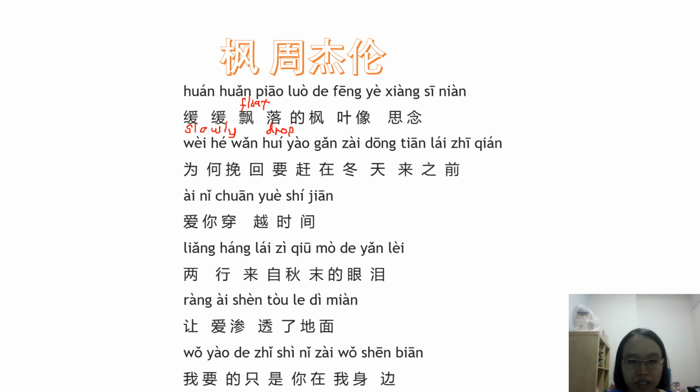风 is wind. 叶 is leaf. The 的 is used to connect the description and the noun. So Feng Ye is the noun and Piao Luo is the description. So a Feng Ye that Piao Luo, a maple leaf that is in the air and dropping. Xiang is like. 思念 is the feeling of missing someone.